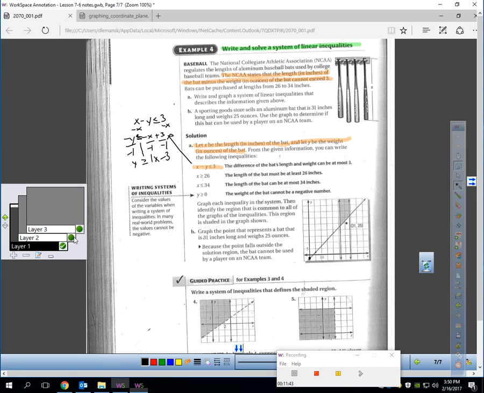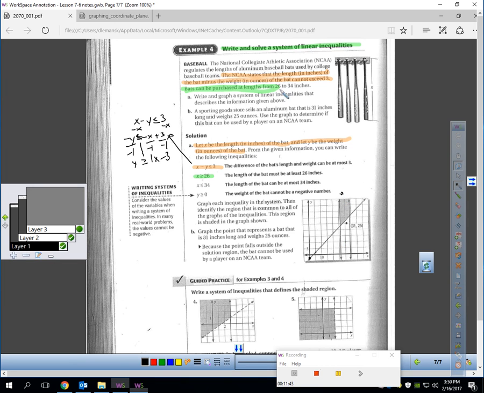Here's the next thing. Bats can be purchased at lengths from 26 inches. So in other words, my bat length, which is x, can be greater than or equal to 26. So look at over here. 5, 10, 15, 20, 25, 26. There's my horizontal line. Misspoke. Vertical line, I meant to say. Vertical line at 26 bold. And you notice there's shading right of that.